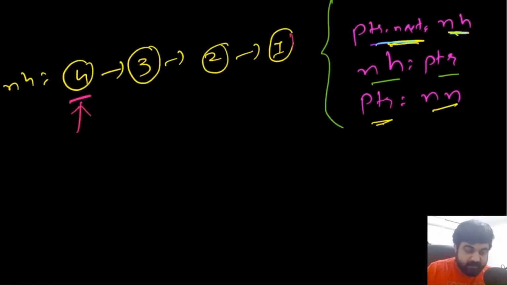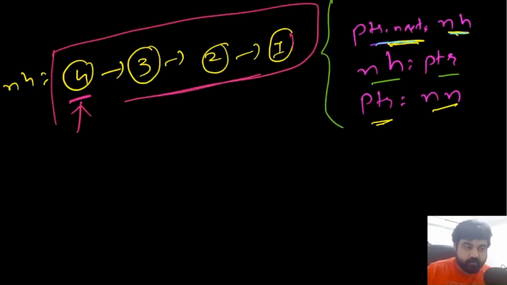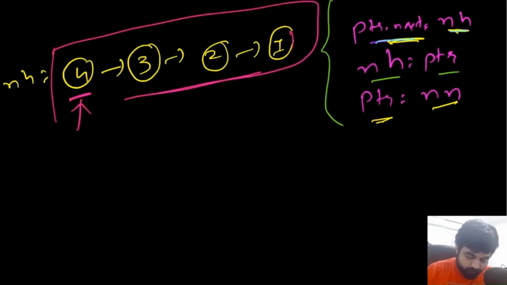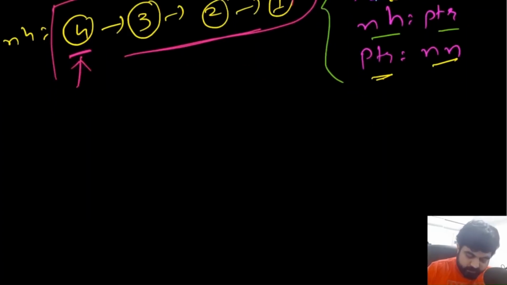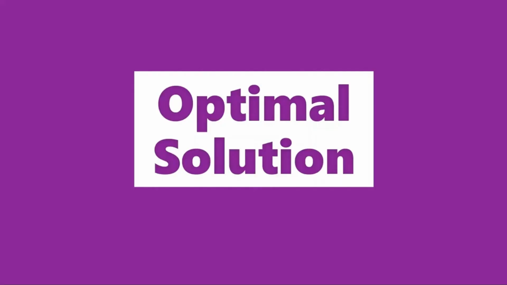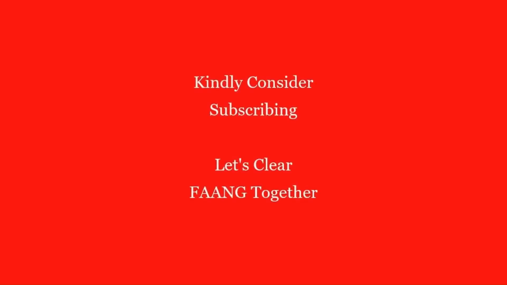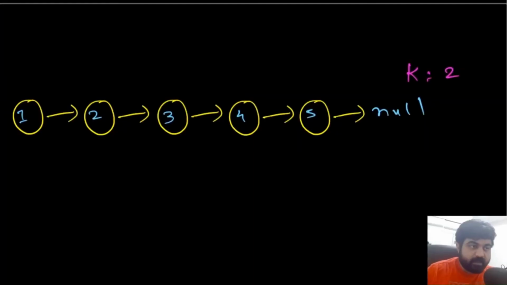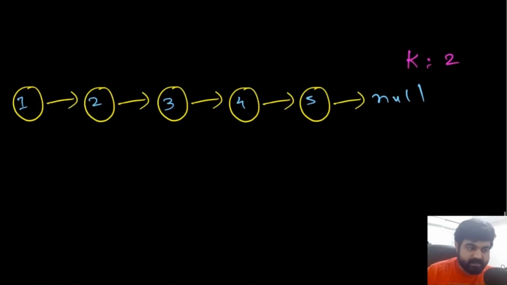But at the same time, we reverse the given entire linked list, and this solves the major concern of our problem. So now we already know how to reverse nodes. Okay. So after understanding all the small pieces, now let's see what would be the optimal solution.